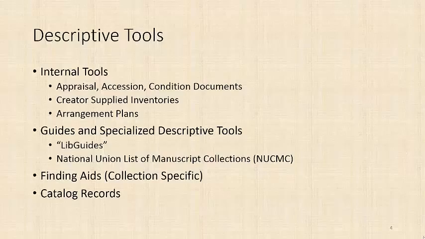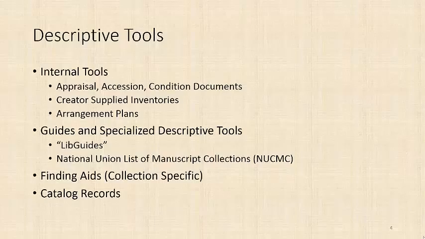Another kind of tool is external tools. These are guides and specialized descriptions. They're published for public consumption. They cover specific themes. They might be, for example, LibGuides. Librarians put LibGuides together to assist students in finding things by subject. Archivists do similar things. Archivists also make union lists, that is, topically based finding aids or at least notices of collections gathered together in one place.